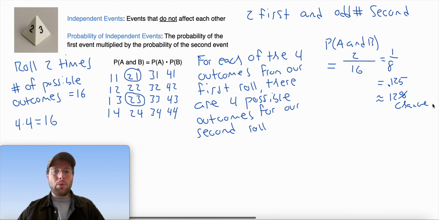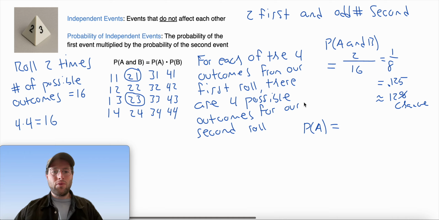Okay, so that's finding the probability using the left side of the equation, the probability of A and B. But now let's do it using the right side of the equation, the probability of A times the probability of B. Let's ensure that these two do in fact match, because if they're independent events, then these two must match.